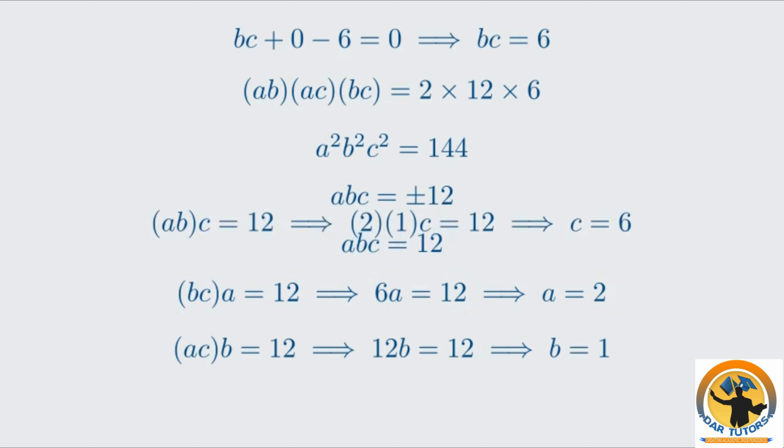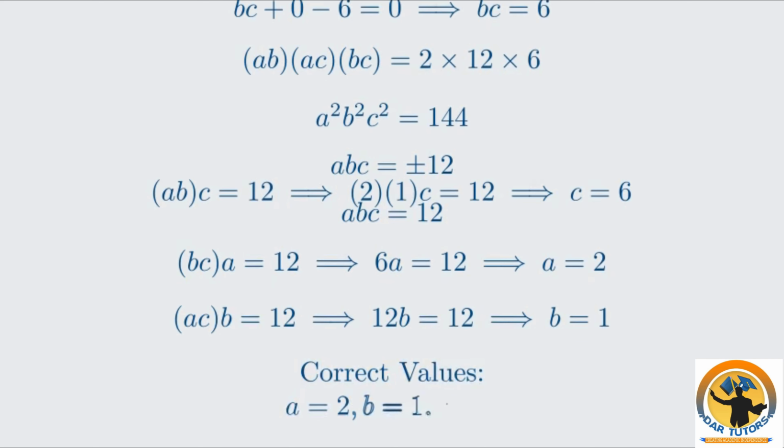Let's recheck. ABC equals 12. If BC equals 6, then A times 6 equals 12, so A equals 2. If AC equals 12, then B times 12 equals 12, so B equals 1. If AB equals 2, then 2 times 1 times C equals 12, so C equals 6. My apologies. The correct values are A equals 2, B equals 1, and C equals 6.